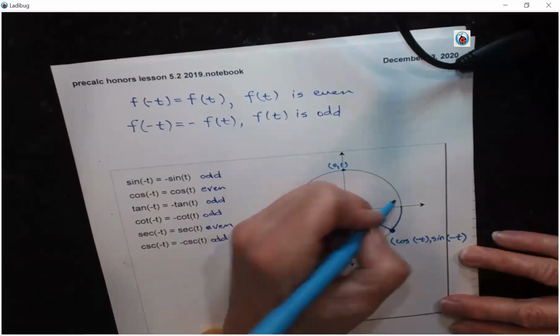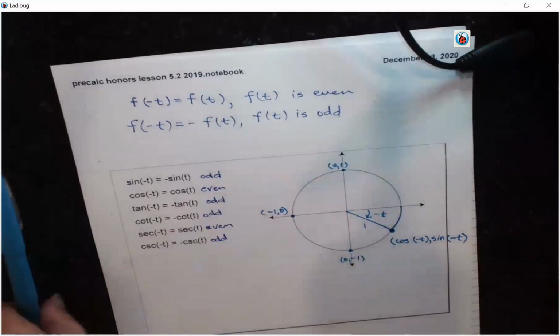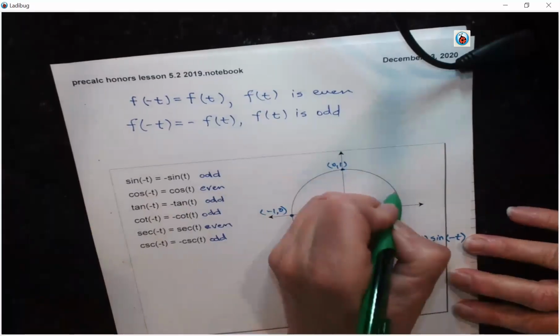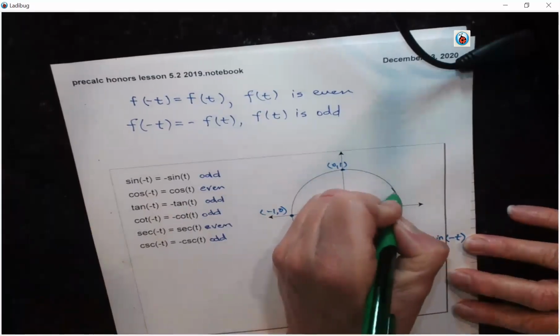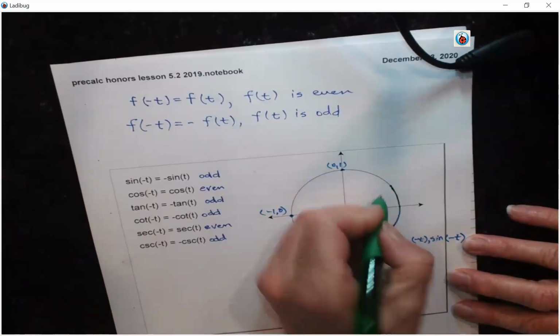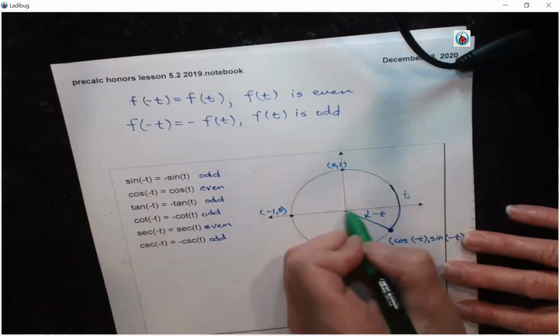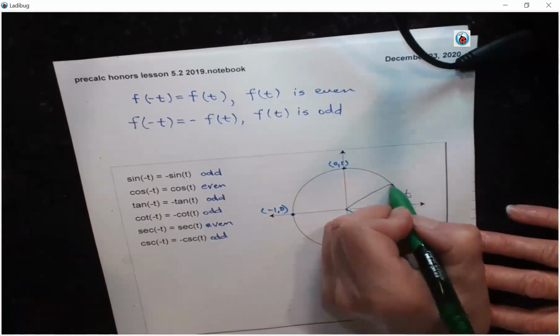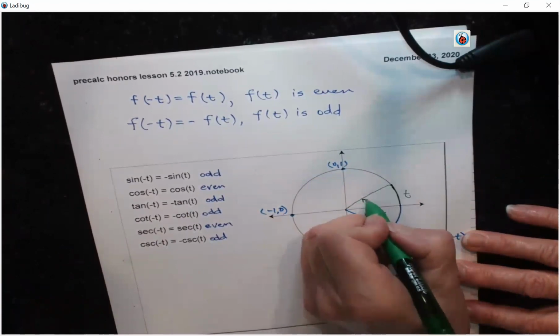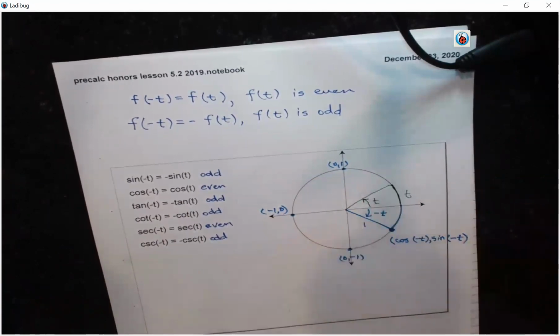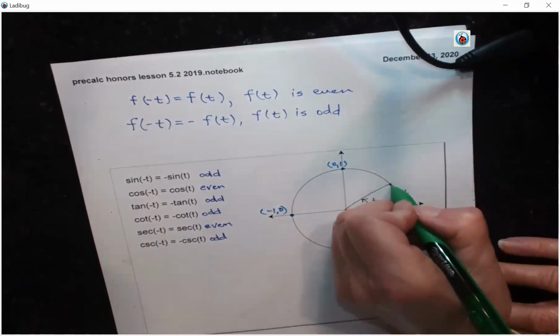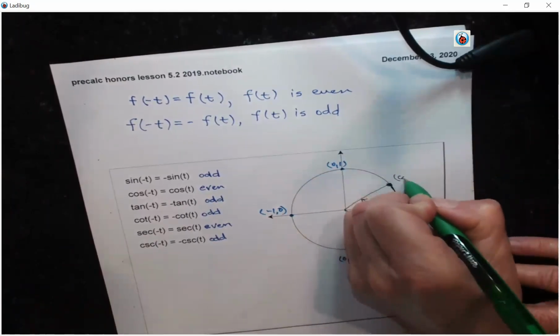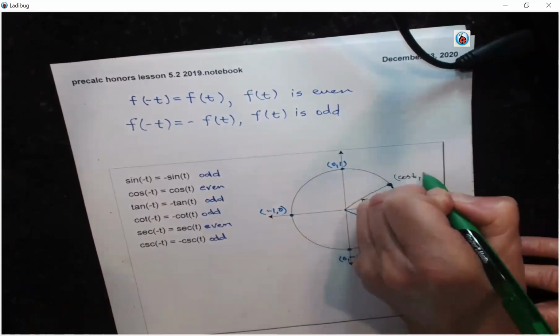So if I put positive t, I've got a green marker here. I don't know if it's going to show up green or not. I'll try. Let's suppose that's t. And again, this t is positive, so it has the same magnitude as the other one. So its coordinates here are cosine t, comma, sine t.